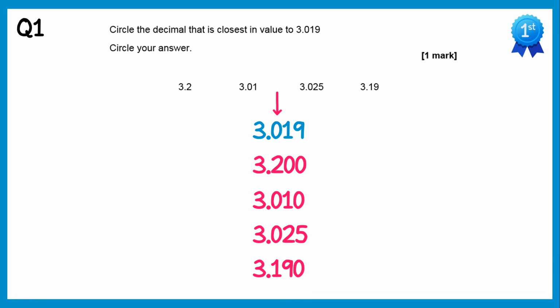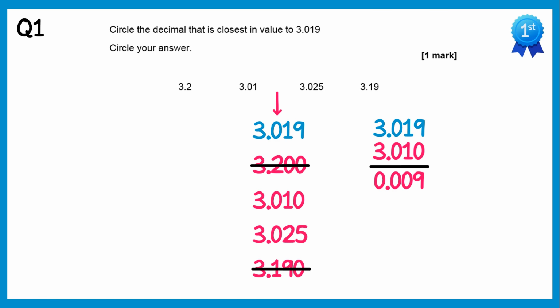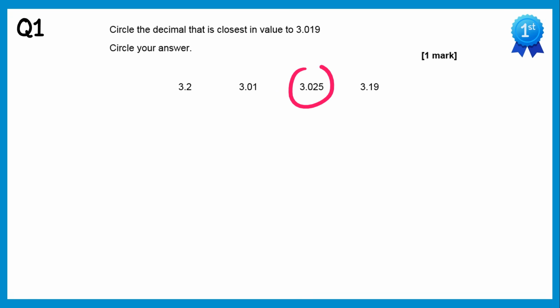If you now look down the tenths column, we can rule out two numbers straight away. These two numbers here, because they have a 2 and a 1 rather than a 0, are quite far away from the number. So we're left with 3.010 and 3.025. If we subtract them away from our original number, we can see how far away they are. So 3.019 take away 3.010 gives 0.009, and if we do the same with the other one, 3.025 take away 3.019, we get 0.006. Since this gives a smaller number, it must be closer. So the answer to the question is 3.025.